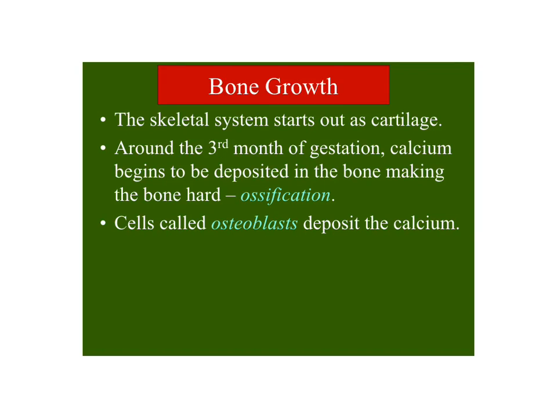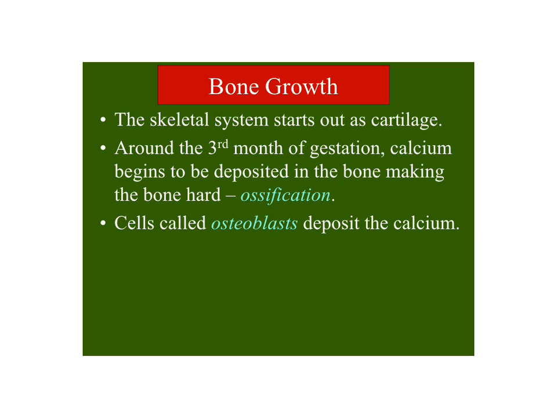Now let's talk a little bit about bone growth. The skeletal system starts out as entirely cartilage when you're a tiny little fetus inside of your mother. Around the third month of gestation, that is the third month into pregnancy, calcium begins to be deposited in the bone. This is what makes the bone hard and strong. This process is called ossification. Ossification is the depositing of calcium into the bone and strengthening of the bone. There are special cells called osteoblasts whose job it is to deposit the calcium.